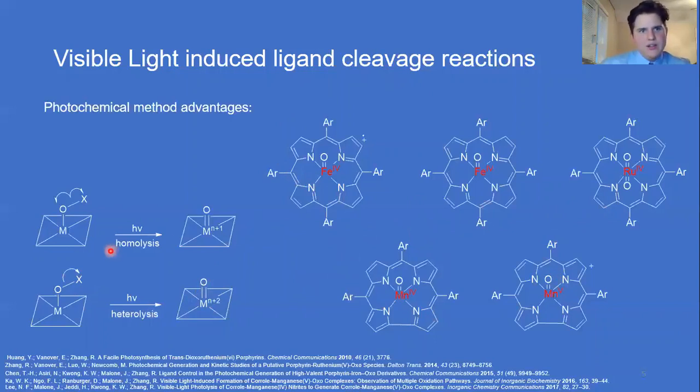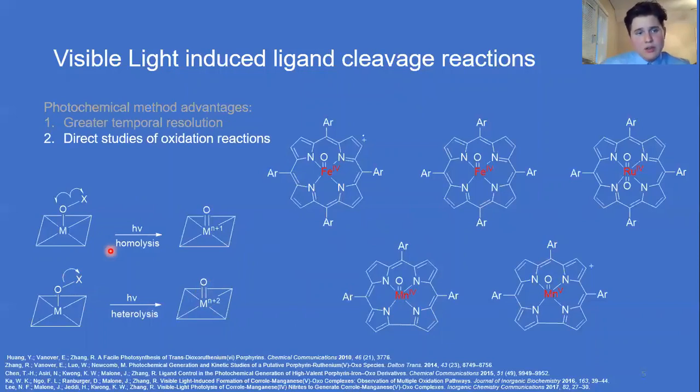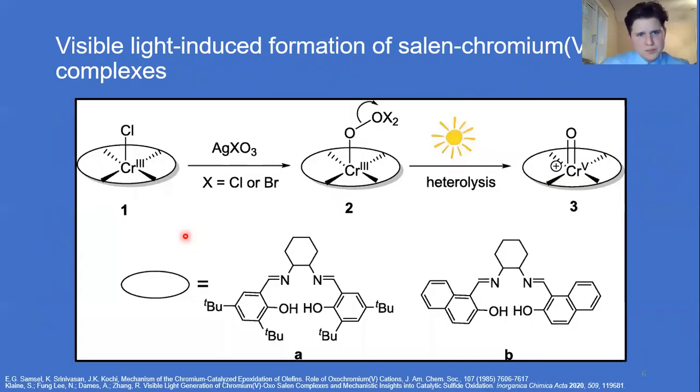There are several advantages to this photochemical method. First off, there's a greater temporal resolution and it also allows us to do direct studies of oxidation reactions in real time. Another thing is that the kinetics are not convoluted. So in chemical methods, we typically use an oxidant to generate these active intermediates, which could convolute our kinetic measurements. And also, these reactions are environmentally sustainable.